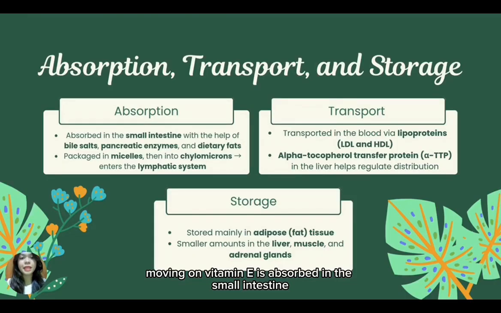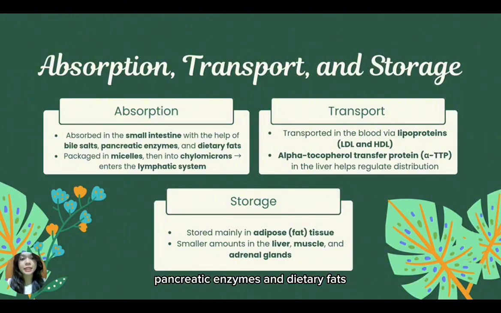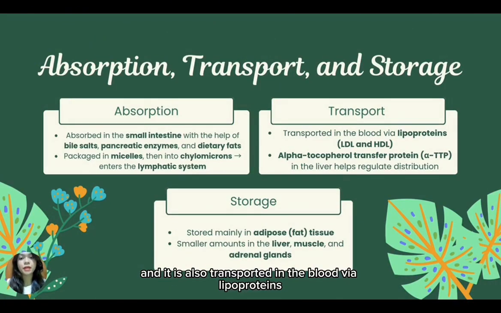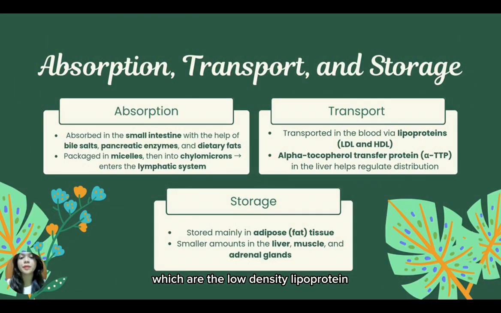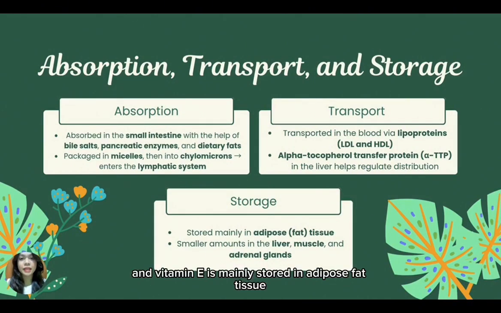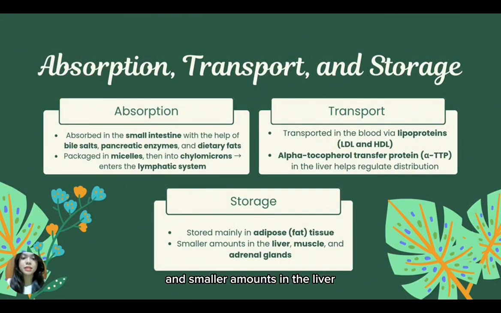Moving on, vitamin E is absorbed in the small intestine with the help of bile salts, pancreatic enzymes, and dietary fats, packaged in micelles and then into chylomicrons, thus entering the lymphatic system. It is also transported in the blood via lipoproteins, which are the low density lipoprotein and the high density lipoprotein. The alpha tocopherol transfer protein in the liver helps regulate distribution. And vitamin E is mainly stored in adipose fat tissue and smaller amounts in the liver, muscles, and adrenal glands.